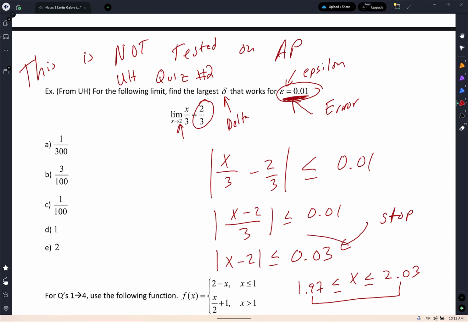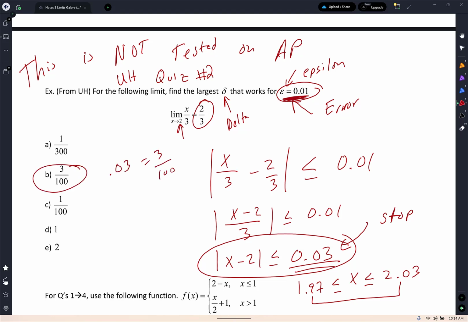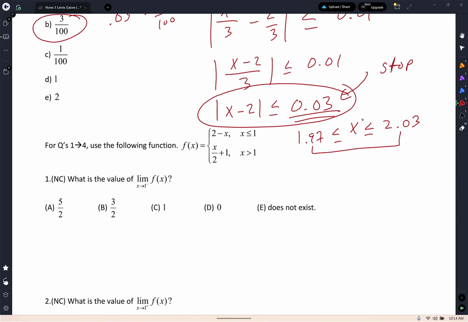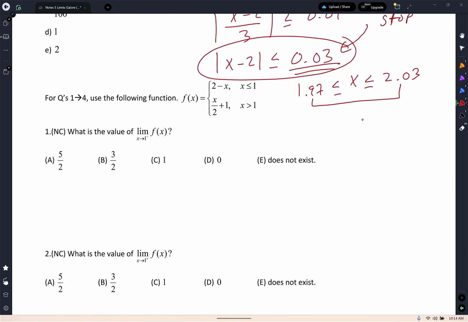You're going to stop here, though. Your answer is 0.03. So you look for an answer of 0.03, and that is this one right here. 0.03 is the same thing as 3 out of 100. And that's it. You're done. So you're going to stop at that third step there. Does that make sense, guys? All right. And here we go. Now the rest is going to be simple for you guys. I don't think you're going to have any issues.